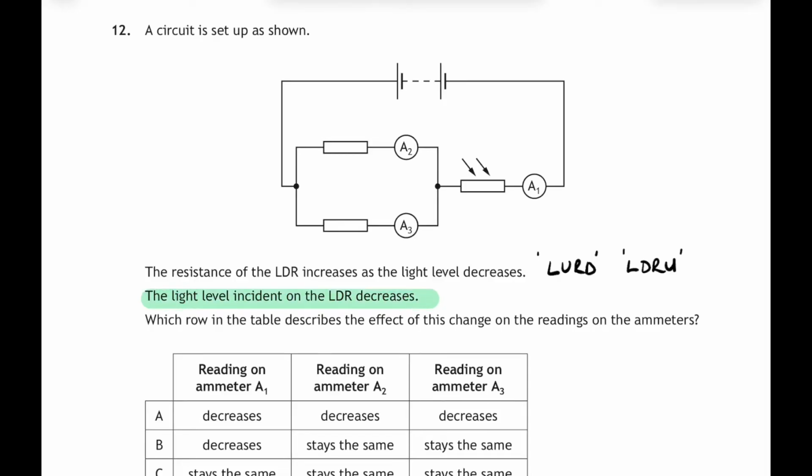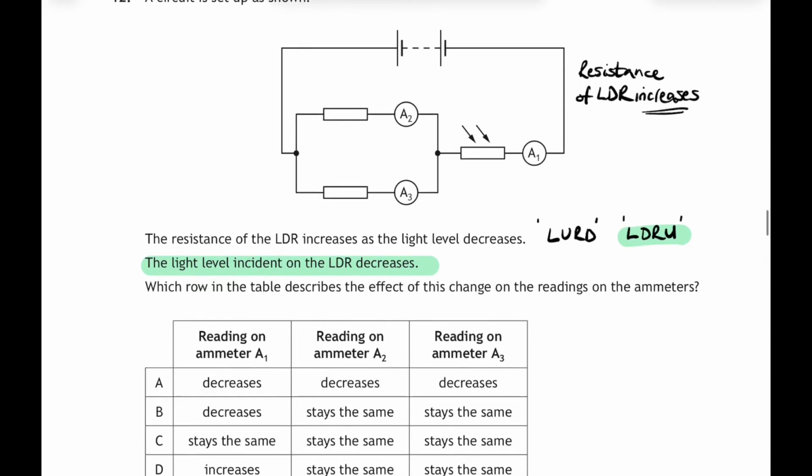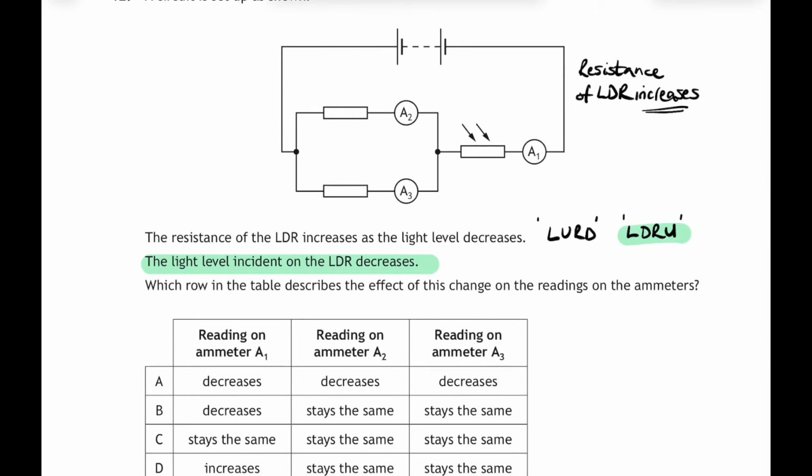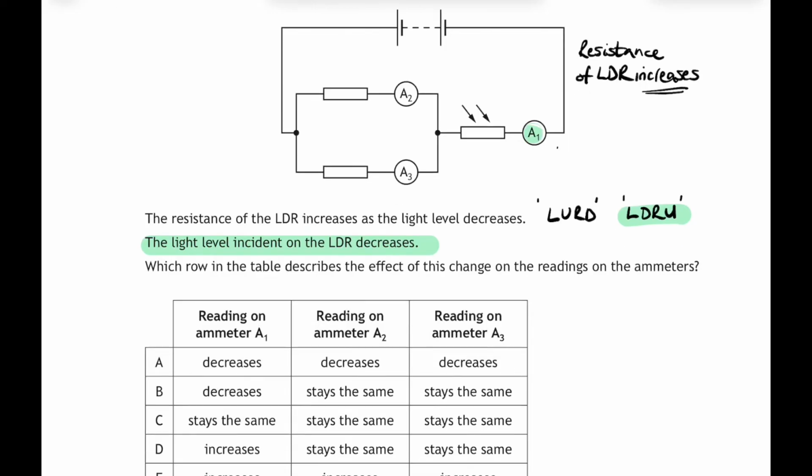Anyway, light level incident on the LDR decreases. Which row in the table describes the effect of this change on the readings on the ammeters? Well, the resistance of the LDR is going to go up when the light level decreases, and if resistance goes up, then the current is going to decrease.